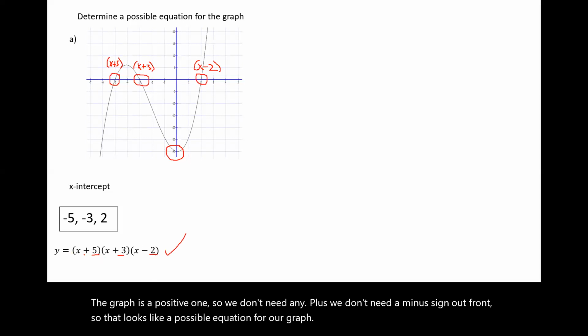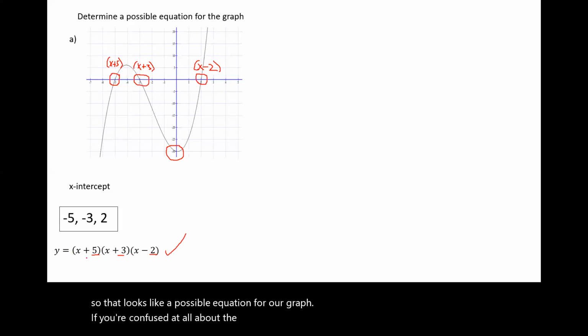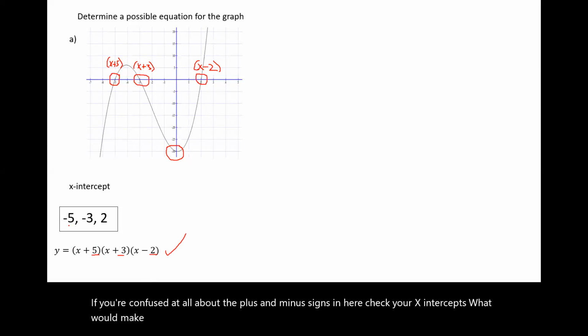If you're confused at all about the plus and minus signs in here, check your x-intercepts. What would make this one equal 0? -5. What would make this one equal 0? -3. What would make this one equal 0? 2.